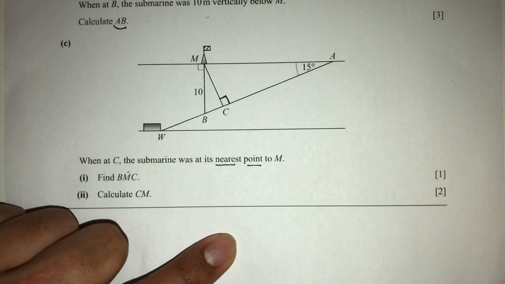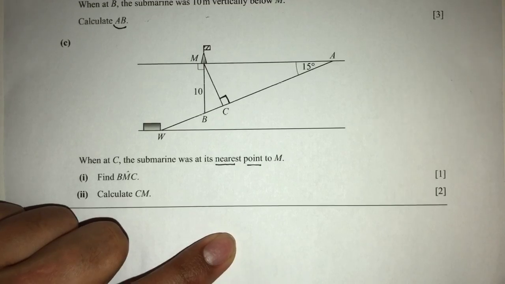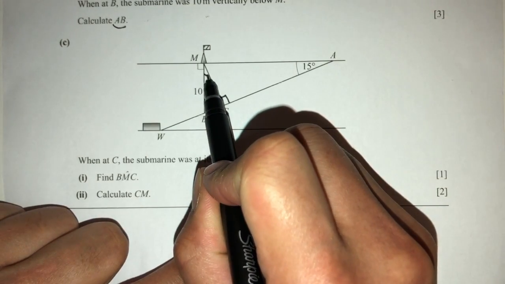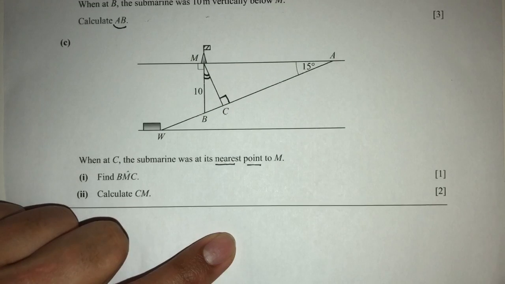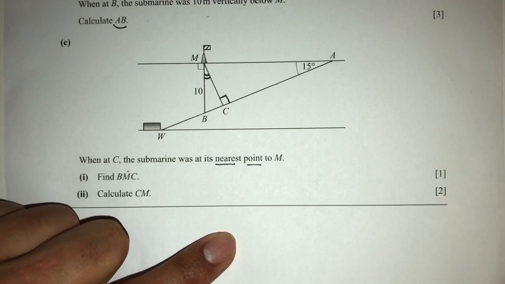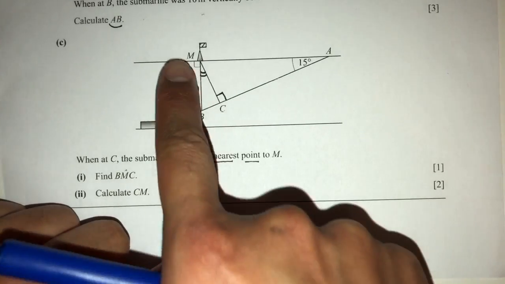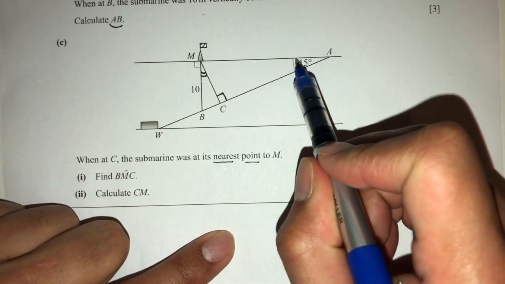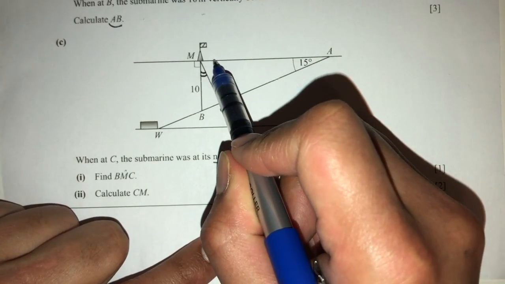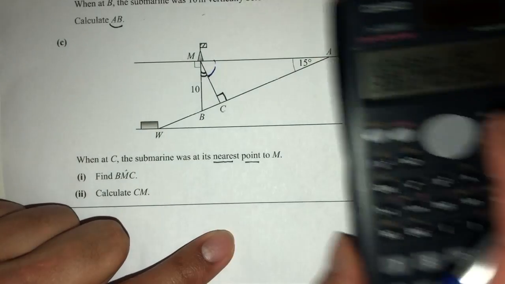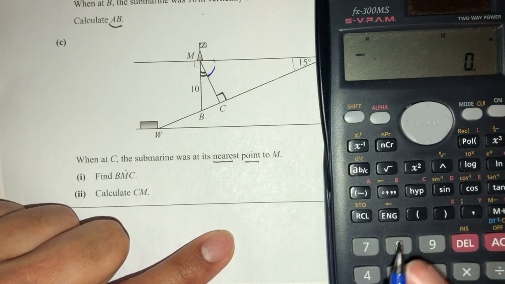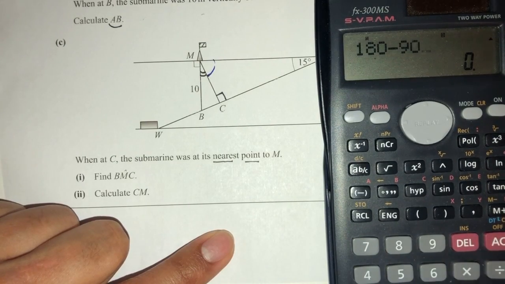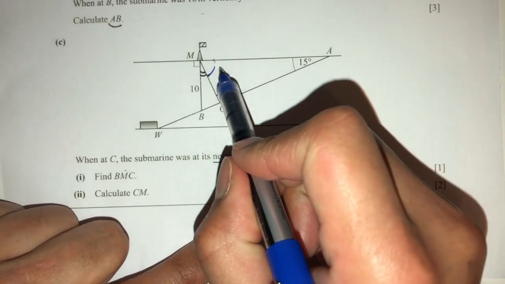Now first step is to find the angle BMC. So how can you find this angle? If you observe, we have two triangles. One triangle is MCA. If this is 90, this is 15. What is this one? This will be 180 minus 90 minus 15. That will be 75.